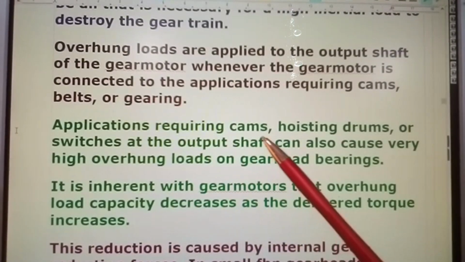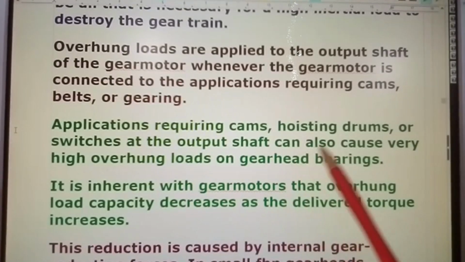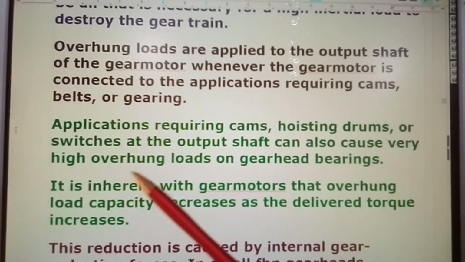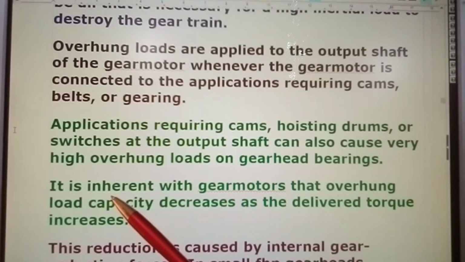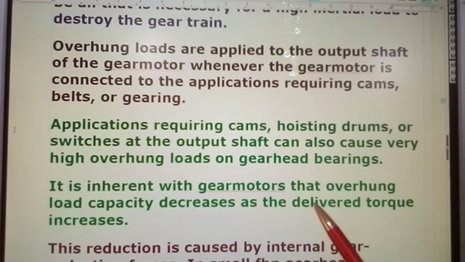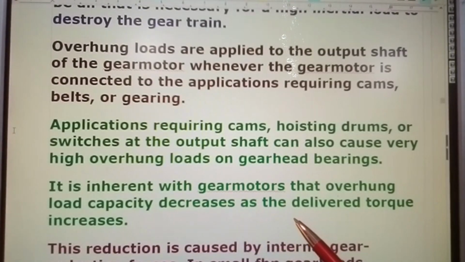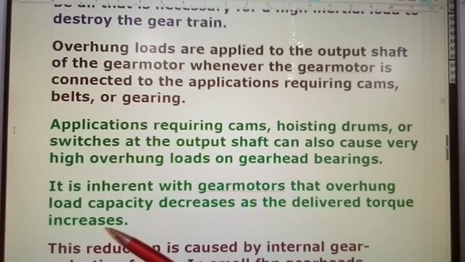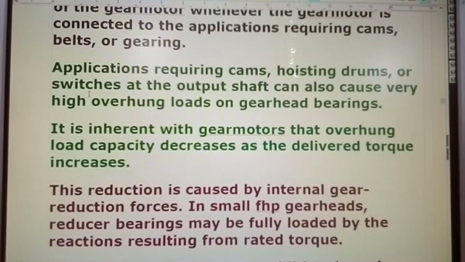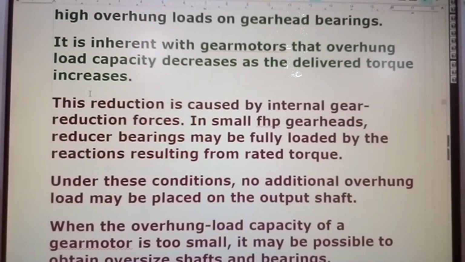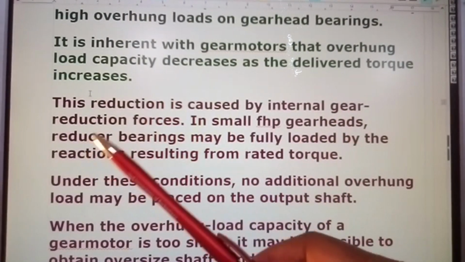Applications requiring cams, hoisting drums or switches at the output shaft can also cause very high overhang loads on gear head bearings. It is inherent with gear motors that overhang load capacity decreases as the delivered torque increases. This reduction is caused by internal gear reduction forces.